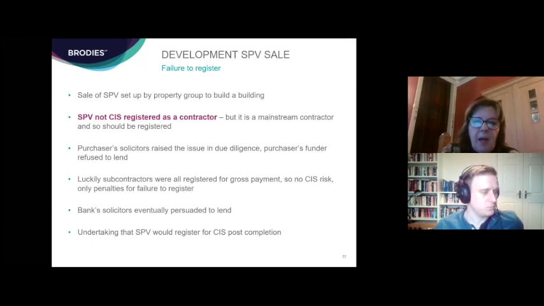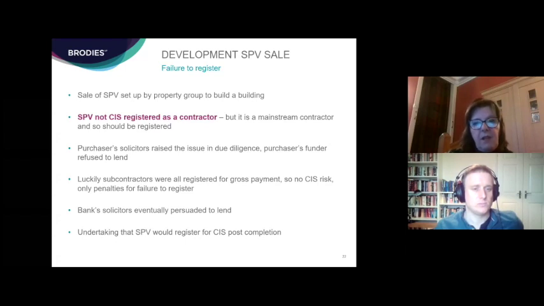that's been set up by a property group, and although the group itself is CIS registered, the SPV itself wasn't. But in terms of what it was doing, it was actually a mainstream contractor. So we were trying to sell this company, but the purchaser's solicitors raised in due diligence the fact that it wasn't registered, and the purchaser's bank actually refused to lend in the first instance.